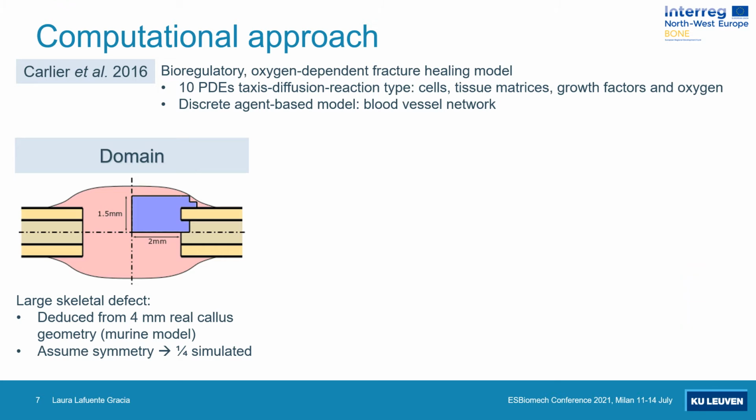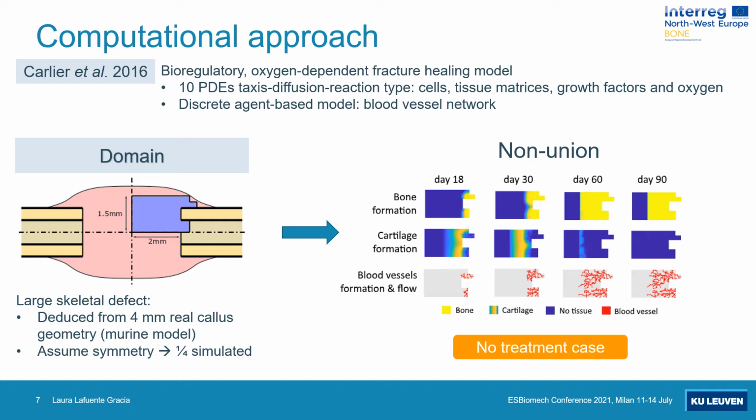Now, before we see the membrane influence in the healing process, let me show you the control case. With no treatment applied, this is the outcome predicted by our model, a non-union. In the first row, bone formation is shown in yellow, and you can see how the bone front advances. In the second row, we see how cartilage formation progresses. In the third row, we see the formation of new blood vessels within the fracture area.